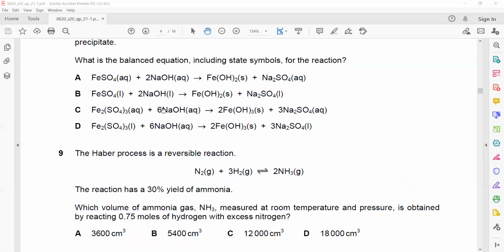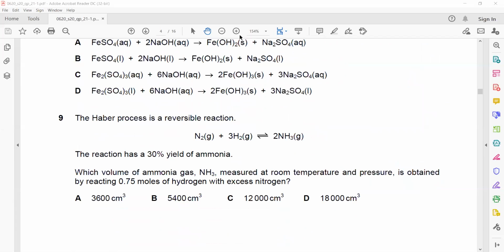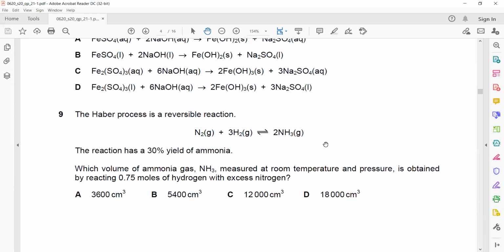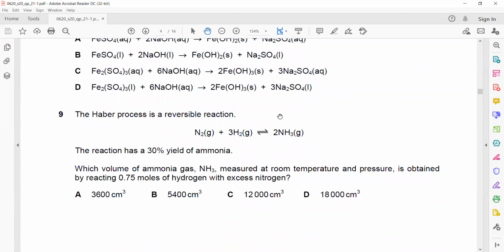If you have any question related to the MCQs or that topic, you can ask in this discussion as well. You can use a mic or you can use the chat to ask questions related to the topic we are discussing. Like here we are discussing iron sulfate and sodium hydroxide, so you can ask any question related to this part. Next question.